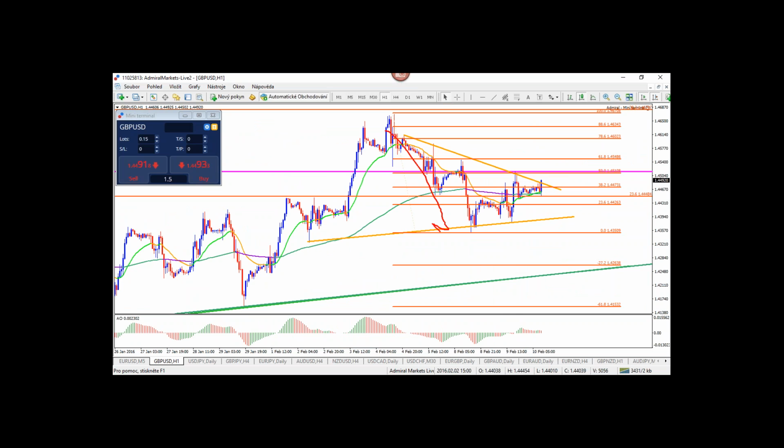This could have been the end of the correction, and this is the start of a new bullish momentum or breakout. But this was a very choppy beginning, but still.